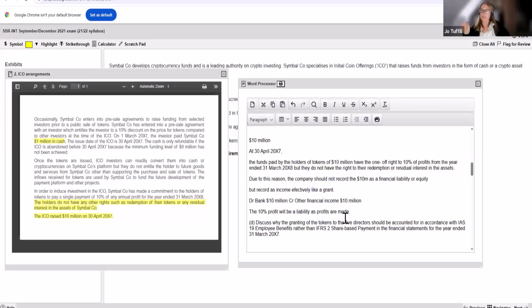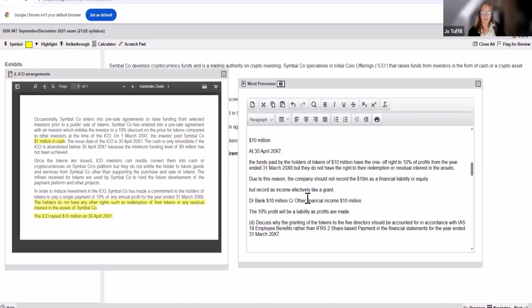But if I'd been doing this as a student, I absolutely probably would have said it's a financial liability because it's a bit like interest. But then you've got to stick to the wording, haven't you? It's not really a financial liability, so it's almost like irredeemable preference shares, which you would actually put in equity. So I would argue the case for that, but this is the model answer.